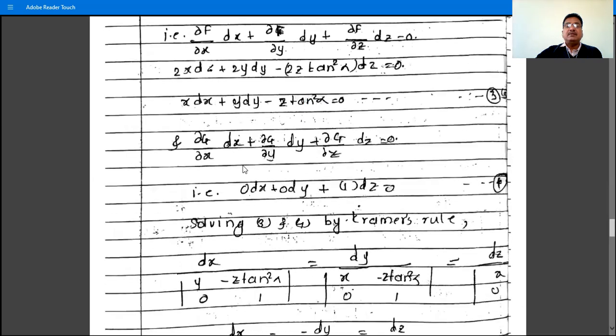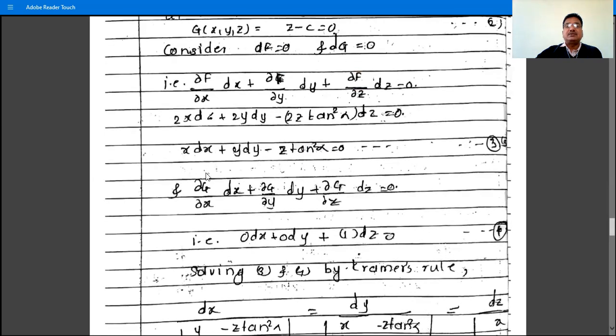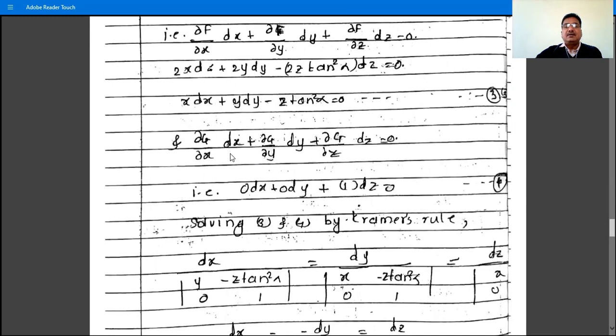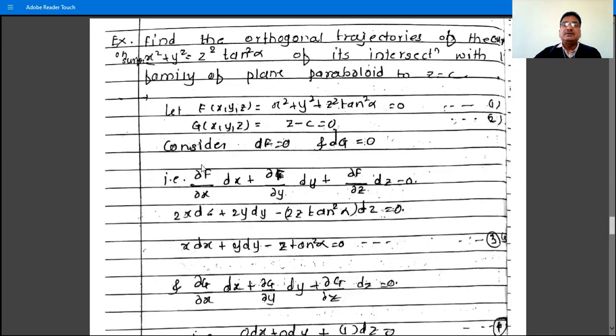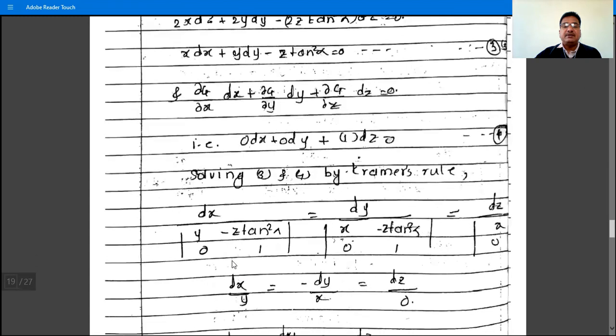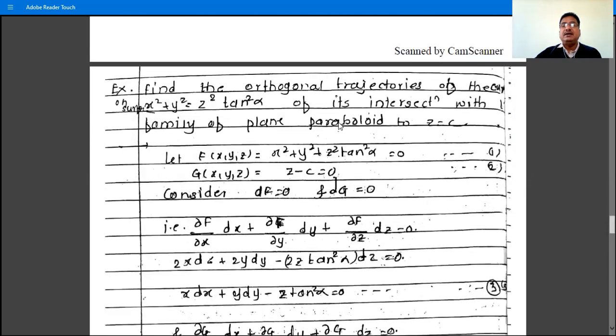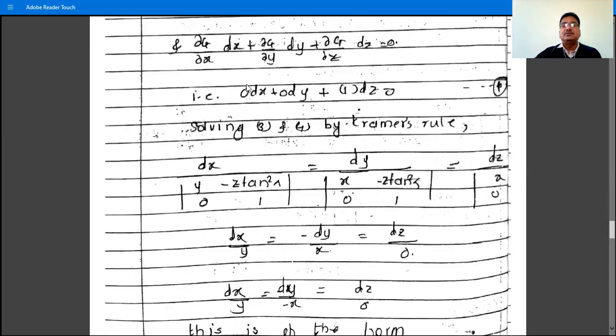And then equation number 4 is dG is equal to 0, that is dG by dx dx, dG by dy dy, dG by dz dz. And then observe this G function, it is z minus c, therefore the derivative with respect to x is 0, the derivative with respect to y is 0, and the derivative with respect to z is plus 1. So we have 0 dx plus 0 dy plus 1 dz is equal to 0, equation number 4.